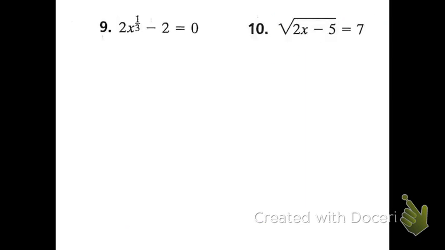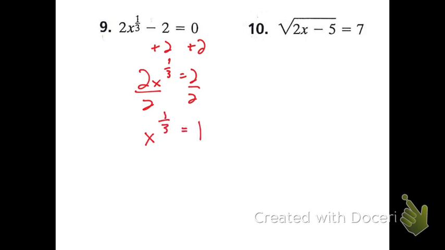Moving on, I'm going to start by adding 2 to both sides on this one. This is 2x to the 1/3 power is equal to 2. Divide both sides by 2. I get x to the 1/3 power is equal to 1. I'm going to take each side to the third power. So I get the lame answer of x equals 1. It's just kind of lame.